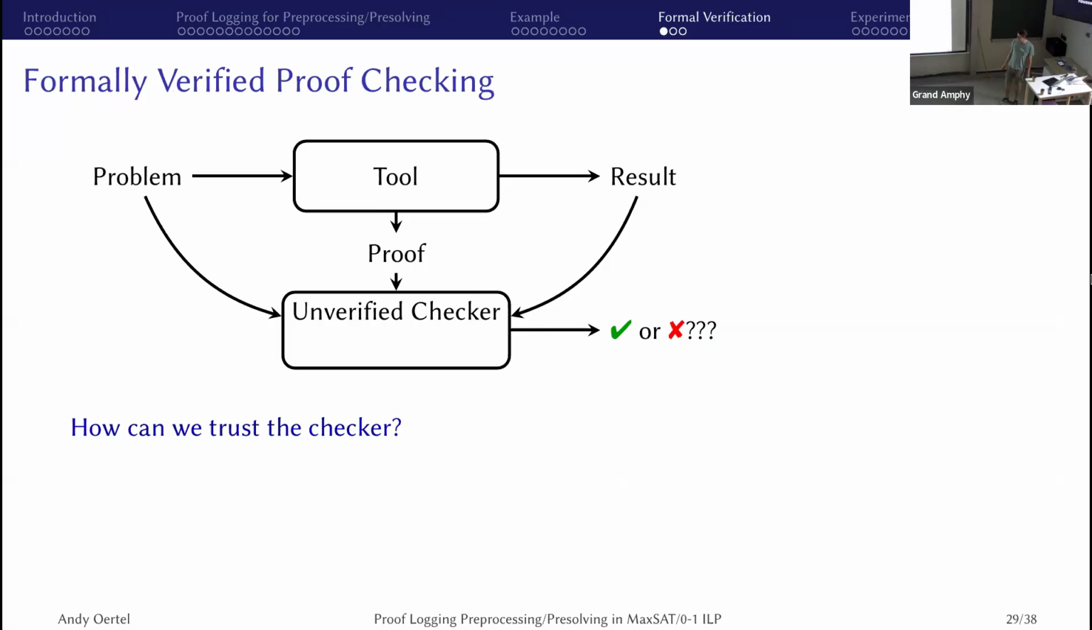So now we have this proof. We check it. We have our verifiability, which is not verified. So why should we actually trust this verifier, this verifiability that the proof is correct?